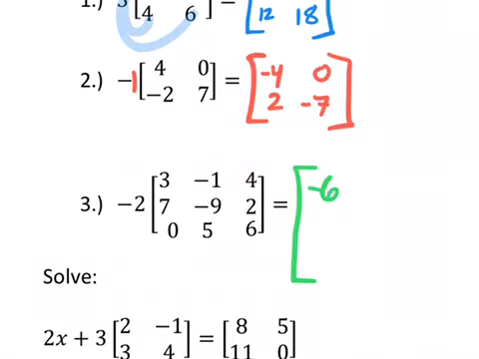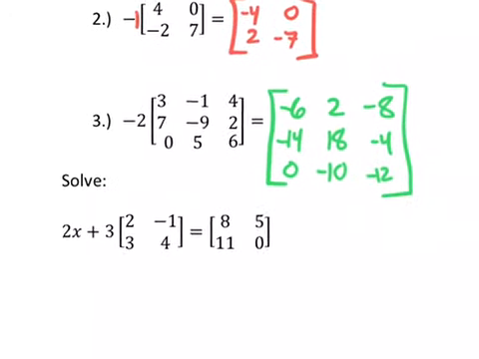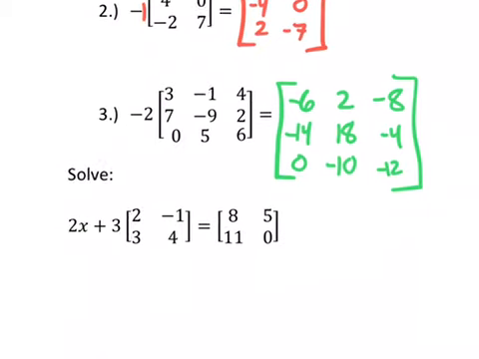So we get a -6, +2, -8, -14, +18, -4, still a 0, -10, and a -12. And that's it. That's scalar multiplication. Very simple. Alright, where we'll kind of see that is in solving matrix equations.